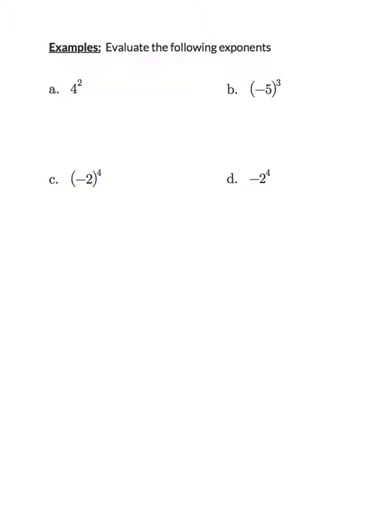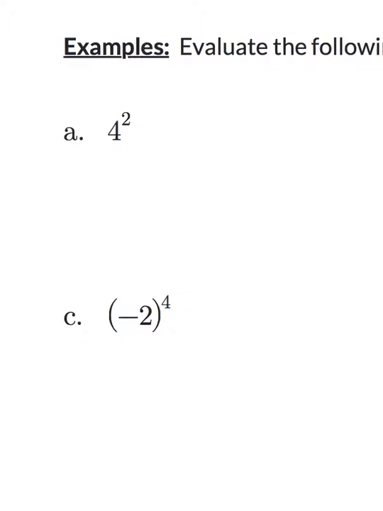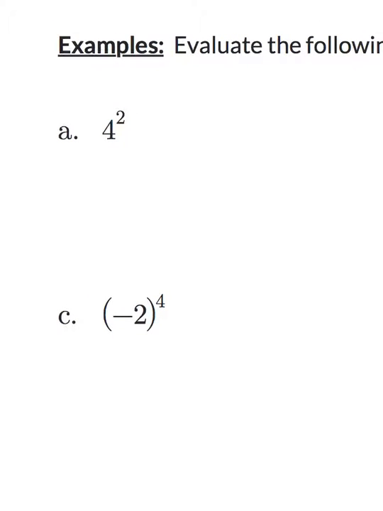Let's look at some examples so that we can see what we're going to do. I'm going to start by writing each one of these in expanded form before I evaluate it. In example A, we have 4 squared, or 4 to the second power. In expanded form, we want to have 4 times 4. The 2 tells us I want 2 bases being multiplied together. 4 times 4 is equal to 16, so 4 squared is equal to 16.